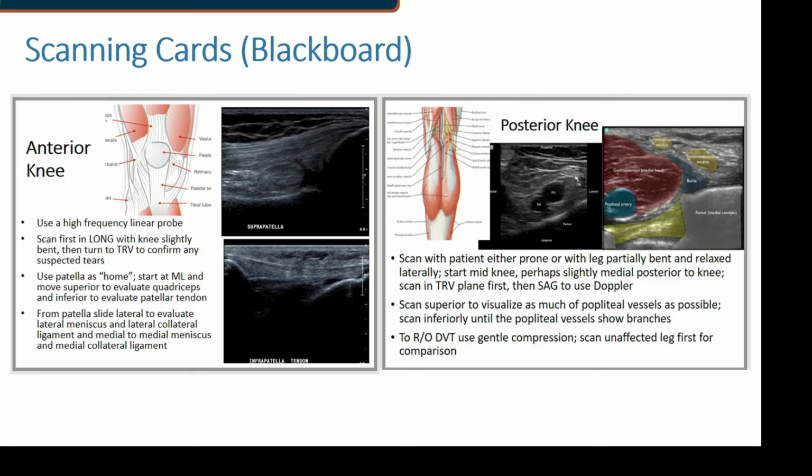Okay, let's go back to our slide. I have one last thing to talk about, and that's your scanning cards, and those will be on Blackboard. And we have a scanning card for your anterior knee and for your posterior knee, so that will aid you in your journey through our badging program.